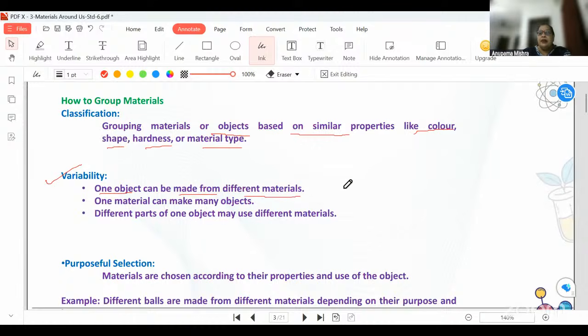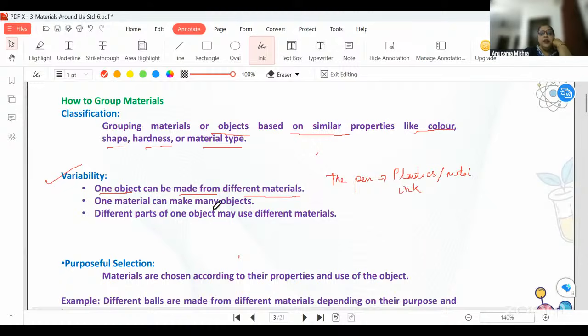Suppose you take your pen. Suppose I take the pen. The pen is made up of plastic. Also, a metal tip is used. We are using the ink also. So in this way, we are making the pens.